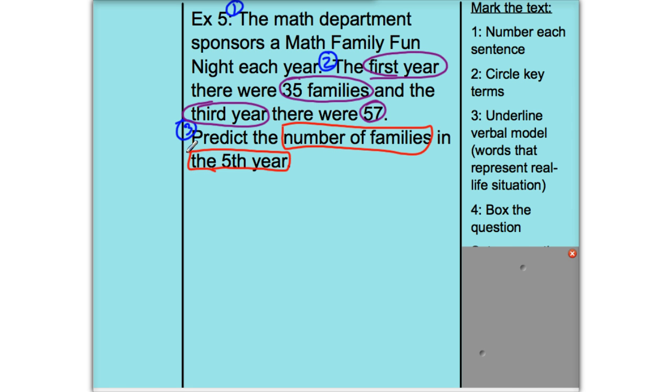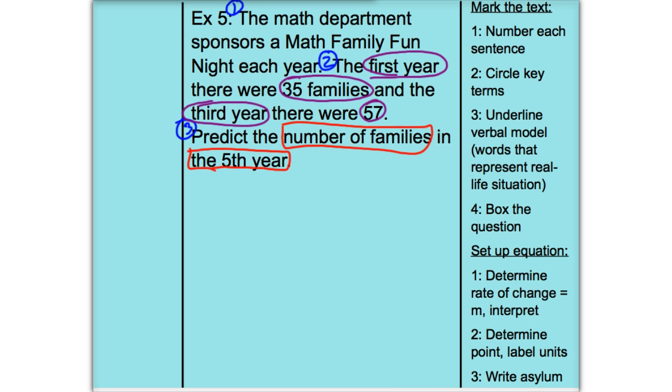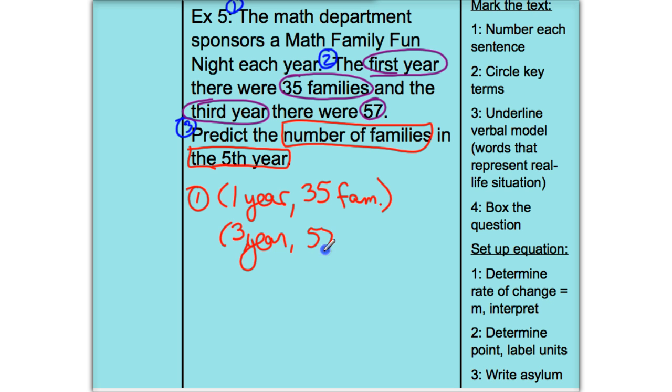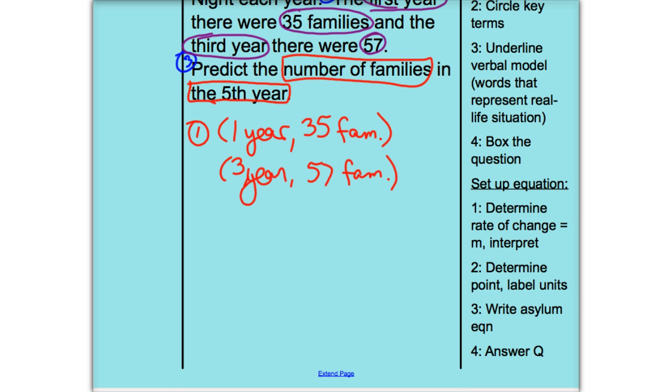All right, in this case, determining our rate of change is a little bit different because we aren't explicitly given our rate of change. We're actually given 2 points in time. In the first year, again, time is always your x coordinate. There were 35 families. And in the third year, there were 57 families.